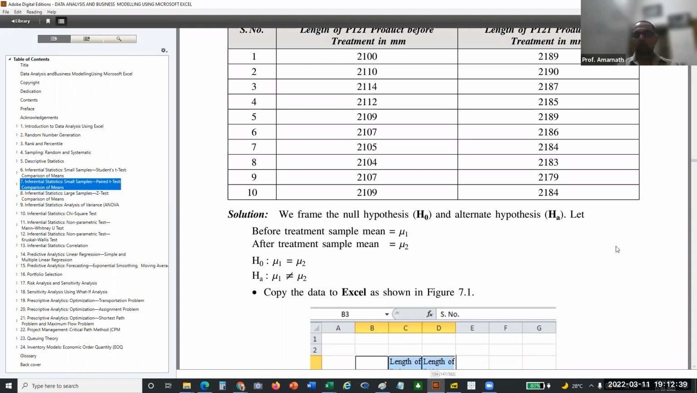But it is you as a person who has to... So please, I repeatedly say, concentrate on hypothesis testing. It's a very tricky subject, not as easy as it looks. How you frame it, why you frame it, in what context, that has to be kept in mind. Since I have two things, before treatment sample mean is mu1, after treatment sample mean is mu2. So my null hypothesis is mu1 is equal to mu2 and the alternative is mu1 is not equal to mu2. Easily we have set it.